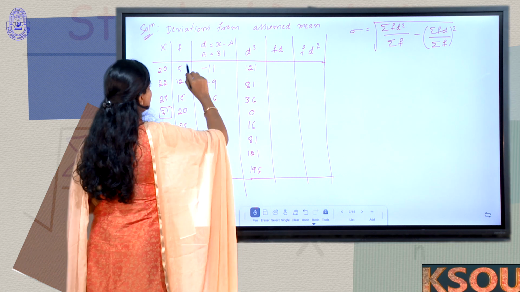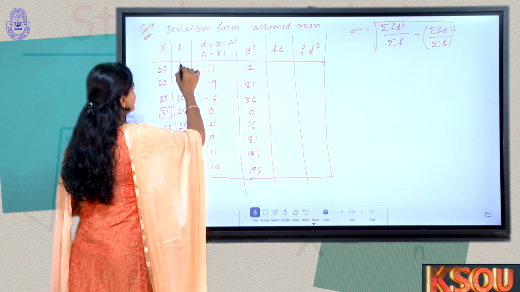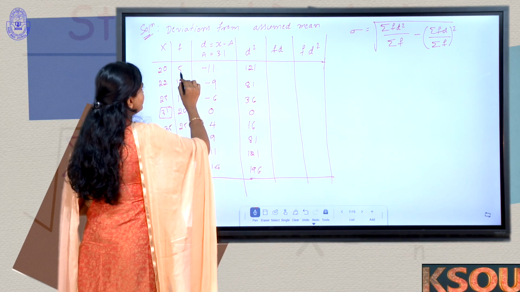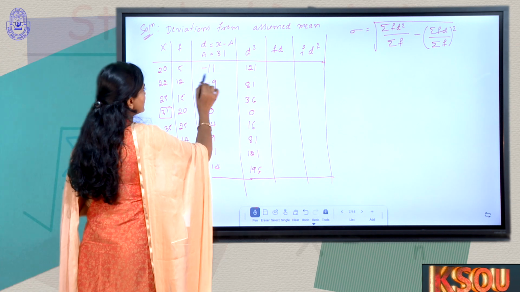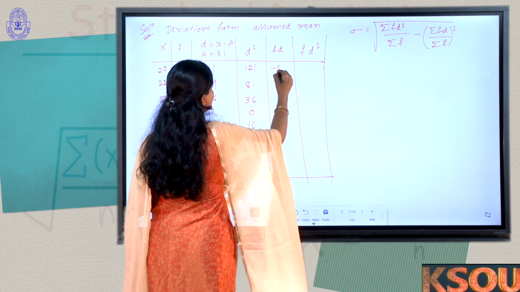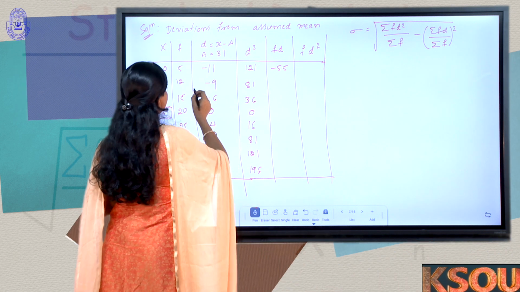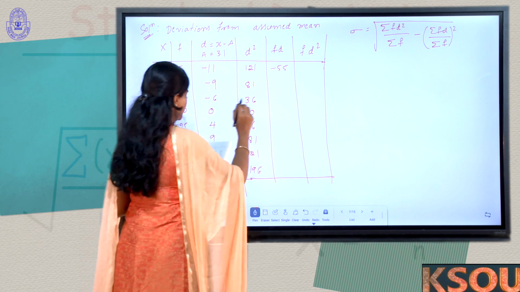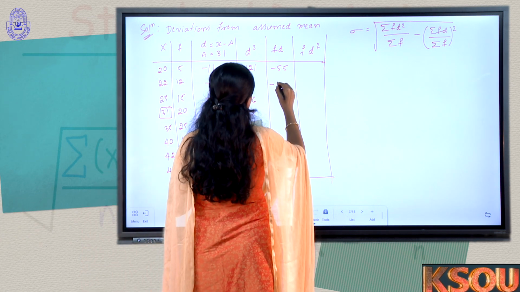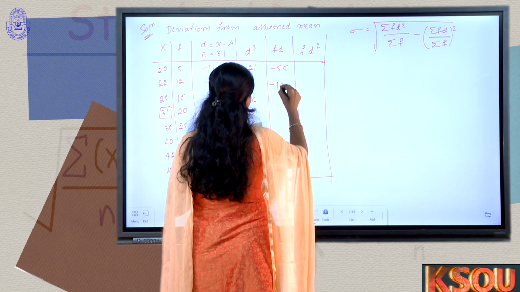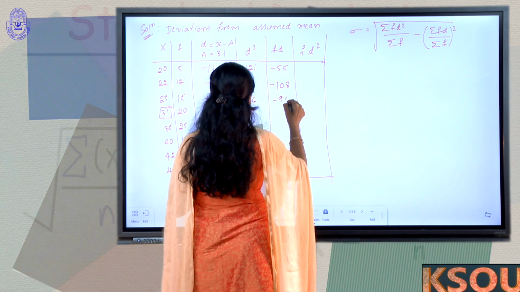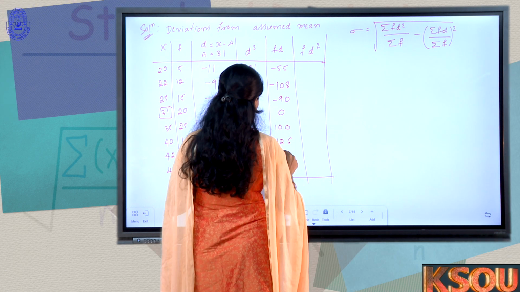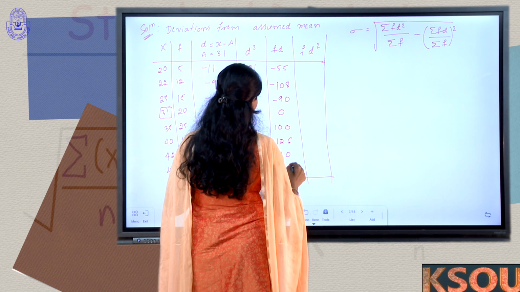After calculation of d square, you will have to calculate the fd and fd square. For that you will have to take the multiplication of the second column and third column in order to get fd. For the first one, f into d, that is 5 into minus 11, that will become minus 55. Like that you will have to multiply the second column value with the third column value. So you will be getting the values minus 55, minus 108, minus 90, 0, 100, 126, 110 and 84.